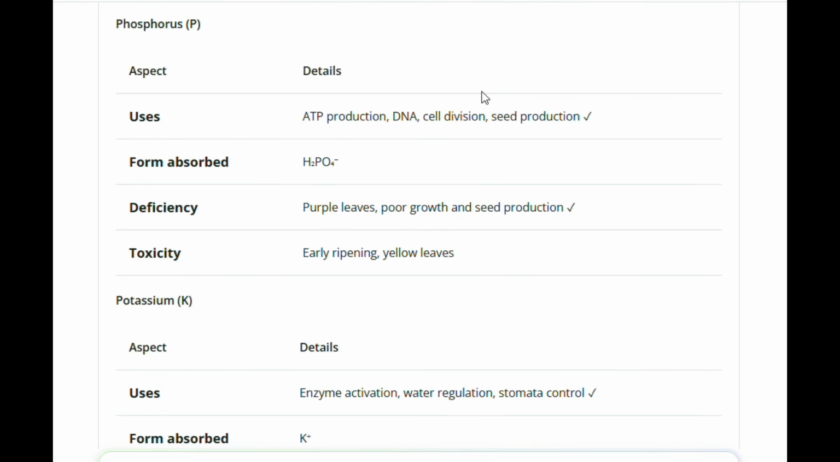Toxicity, early ripening, right? Early ripening or excess crops. Small fruit that spoil quickly, right? Yellow leaves. Then we have potassium.